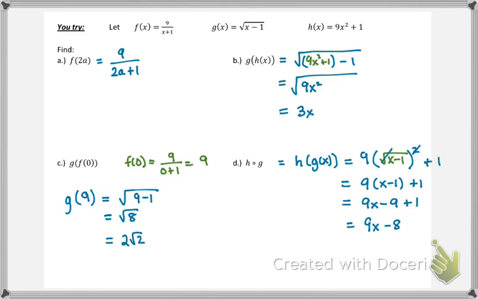Okay, so if we look at these 4 answers, notice that when my input has a variable, my output also has a variable. My input has an a, my output has an a. My input has an x, my output is going to have an x. Okay, same thing here. My input's an x, my output is going to be an expression of a variable. C is the only one where my input is just a number, not a variable, and my output is just a number.